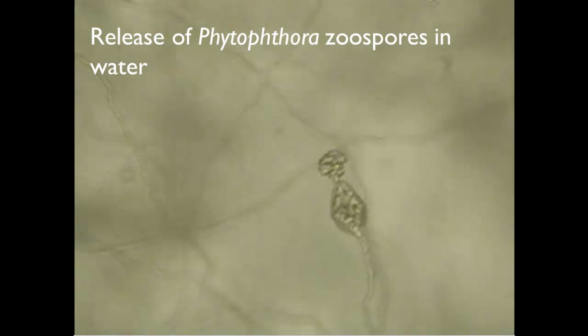This movie will show zoospores being released from a sporangium in water. These zoospores swim through the soil water, again where they're attracted to roots, and they can also be splashed up onto the plants where they can infect leaves.